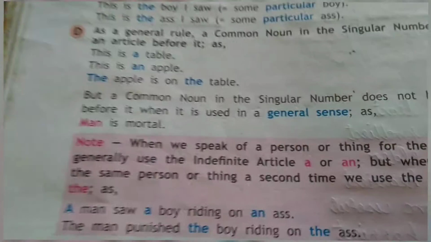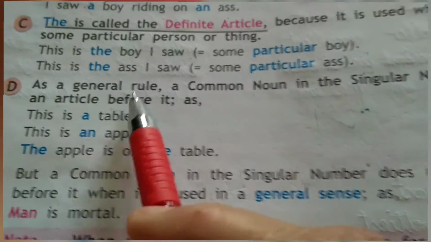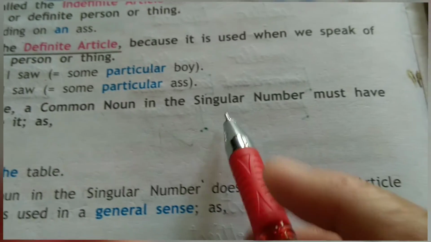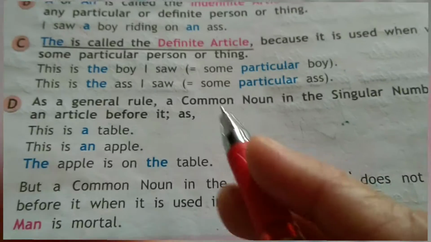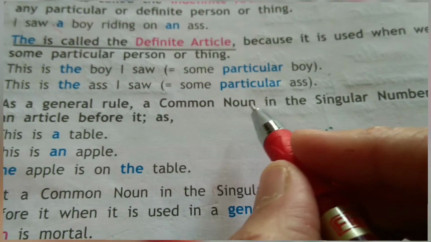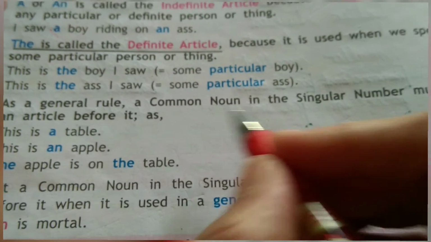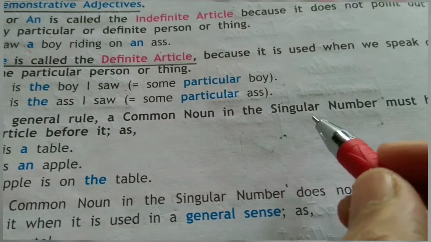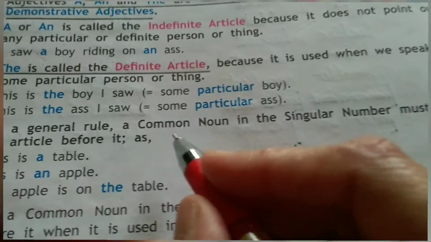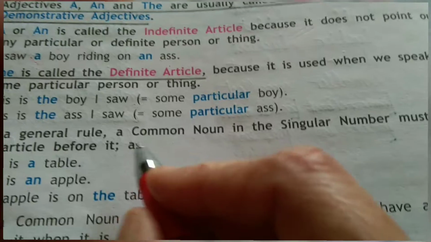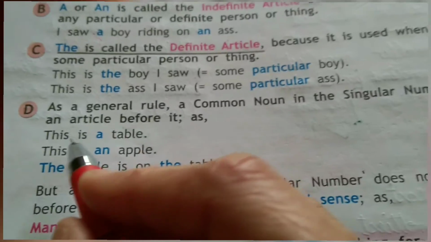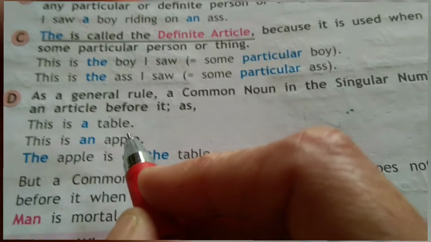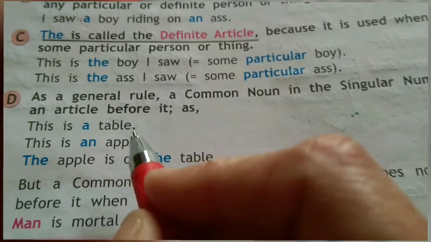Now let me explain you this. As a general rule, a common noun in the singular number must have an article before it. Now remember children, common nouns are never written alone. A singular common noun is never written without an article. This is a table. You cannot write this is table. No. This is a table.